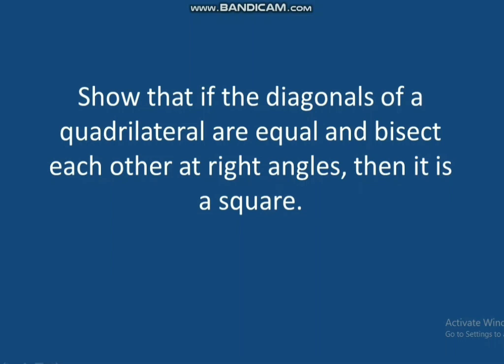Here we have to show that if the diagonals of a quadrilateral are equal and bisect each other at right angles, then it is a square. First of all, we will write what is given for us.